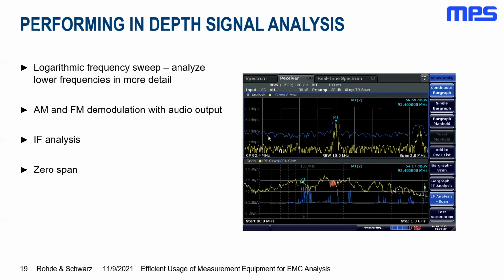What else is done? We could also do a logarithmic frequency sweep, analyzing lower frequencies in more detail, so we have a better distribution of the measurement points. If we think about a wide frequency sweep that goes from close to DC up to 1 gigahertz, and we would distribute maybe 1,000 points, we would get a certain step size, which would be 1 megahertz in this case. So we would have 1 megahertz as the lowest frequency point and then go up. That's why we typically talk about this logarithmic frequency sweep.